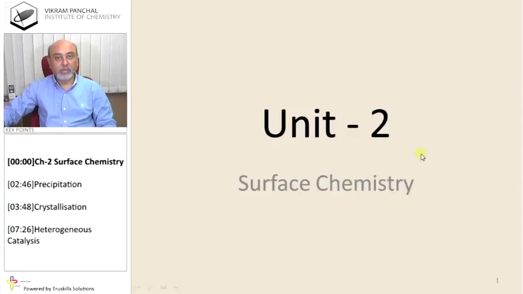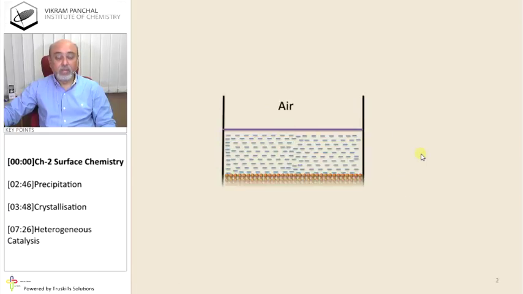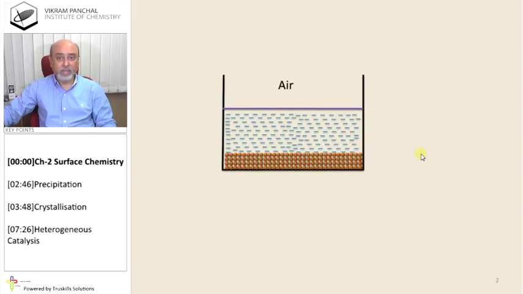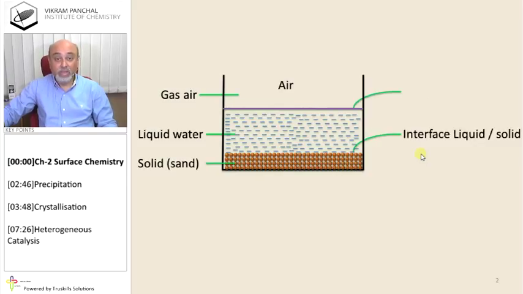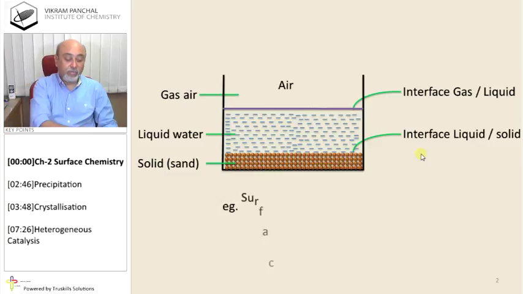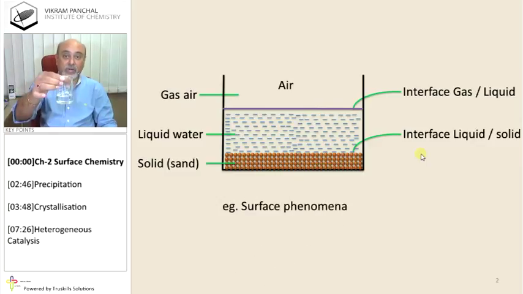Surface chemistry. This is a very important topic of chemistry. Why? Because it is related to surface. If you look anywhere, you will find three different phases: solid, liquid or gas. Well, you cannot see air, but you feel air. So suppose we take a glass of water or water in a beaker.